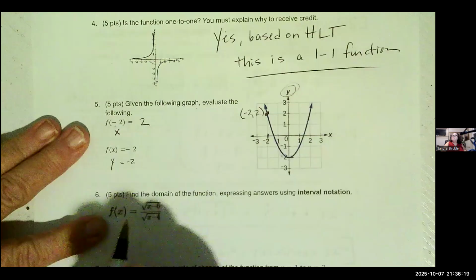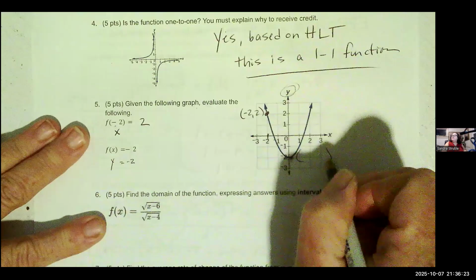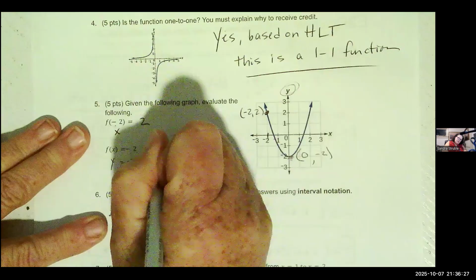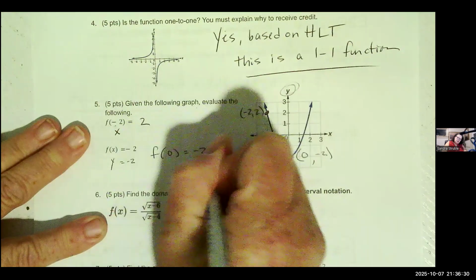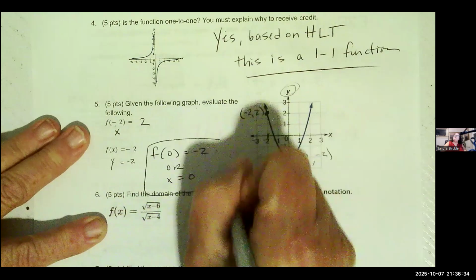What is x? So what would this point be? Your y is going to be -2. What would the x value be? In this case, it would be 0. So f of 0 is -2, or you could write x is equal to 0. I would accept either one of those answers.